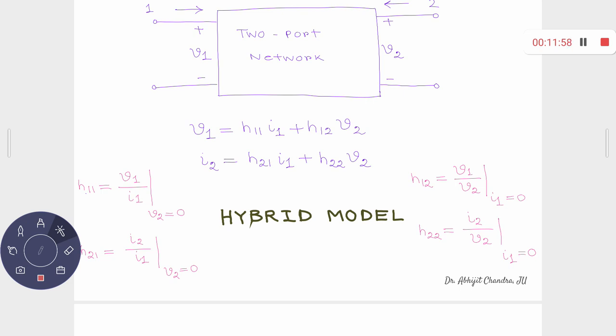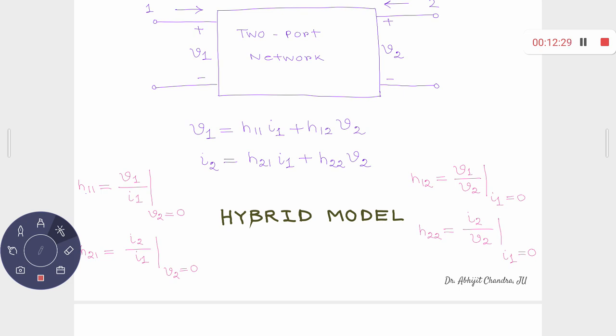That means for the calculation of H11 and H21, you are making a particular arrangement, that means V2 is equal to 0. You are making the output port shorted. And for the calculation of H22, you are making the input port open. I1 is equal to 0, that means you are making it open. And then if you measure this V1 upon V2 with I1 equal to 0, you will be getting H12. And if you find out this I2 upon V2 with I1 equal to 0, you will be getting H22.